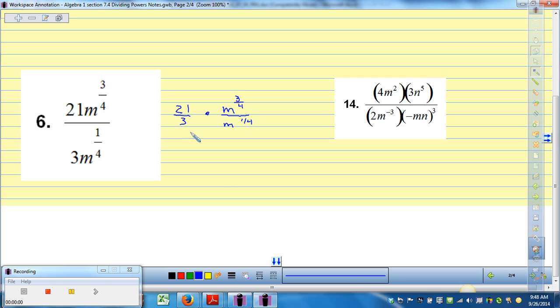So 21 divided by 3 equals what? 7. Don't apply any exponent rules there, that's just division. So that's 7 times, and what do we have here? M to the 2/4, which is 3/4 minus 1/4. So we have 7m to the 2/4, which is 7m to the what? 2/4 is 1/2.